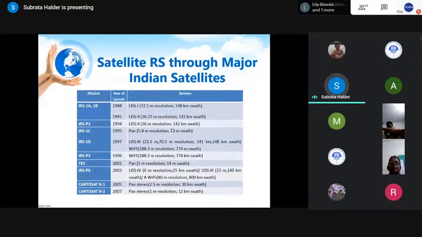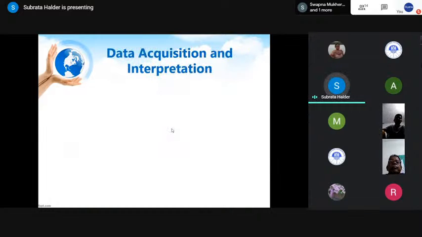Some Indian satellites are shown here: in 1988 IRS-1A, then in 1994 IRS-P2, IRS-1C in 1995, IRS-1D in 1997, and Cartosat in 2007. The panchromatic stereo has 1 meter resolution and a 12 kilometer swath. It is the latest achievement in resolution from an Indian satellite, that is 1 meter resolution.